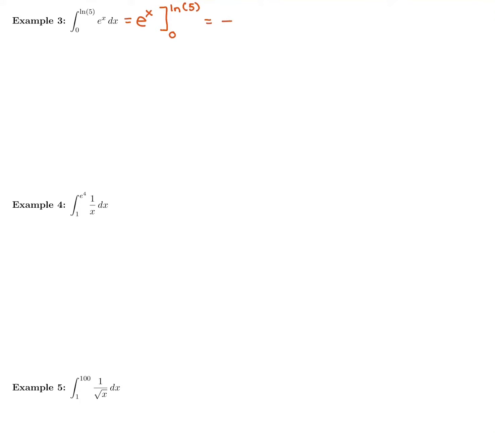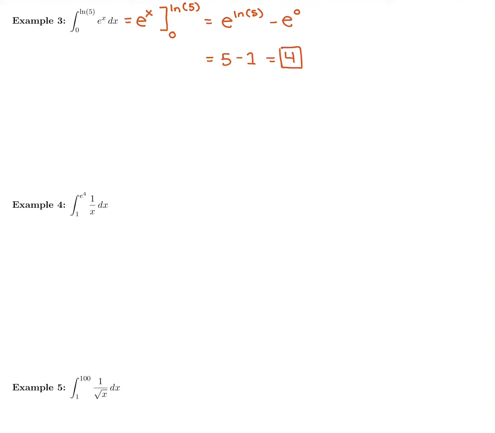And so now we're going to plug in. The fundamental theorem says plug in your upper bound first, minus plugging in your lower bound. Well, e to the ln of 5 is just 5, minus e to the 0, which is 1. So the net area under the curve of e to the x from 0 to ln of 5 is 4.